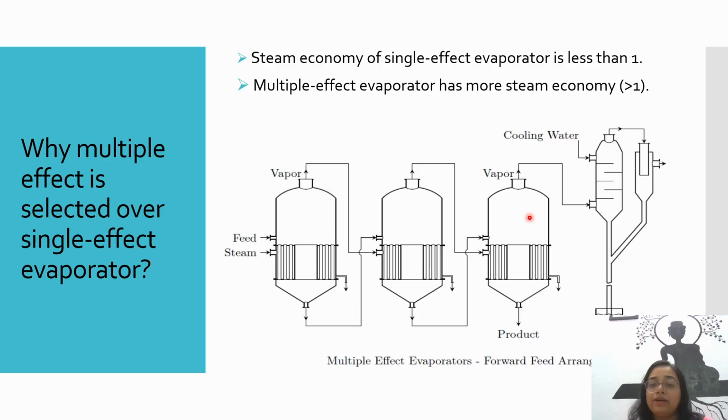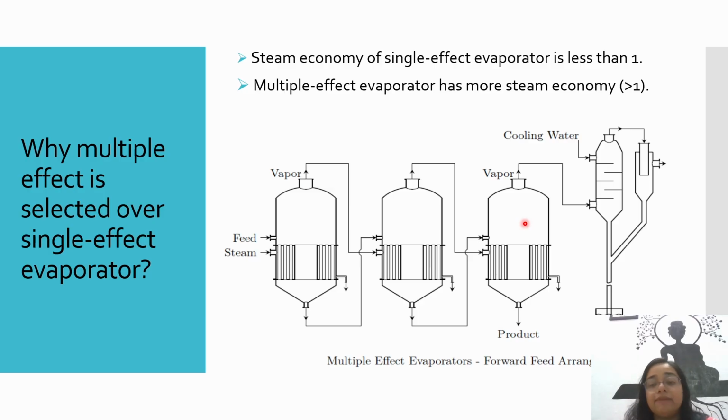Now we already know how we number effect 1, effect 2 and effect 3. The effect where the steam is first introduced, we can see we are introducing steam in this evaporator, so we will call it effect 1. The next evaporator will be numbered as effect 2 and the next one as effect 3. So here we are considering 3 effects for the multiple effect evaporation.